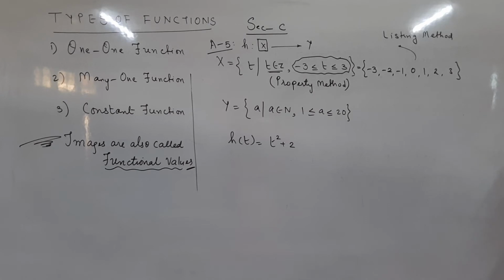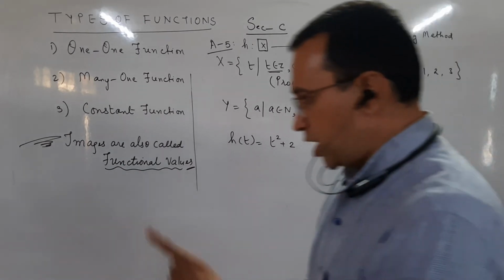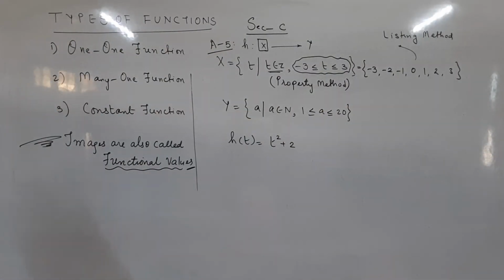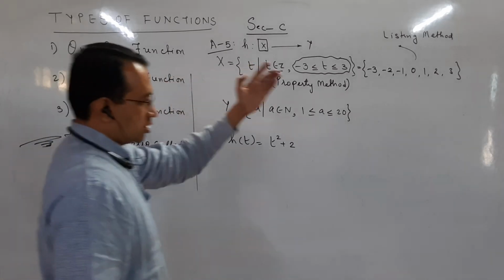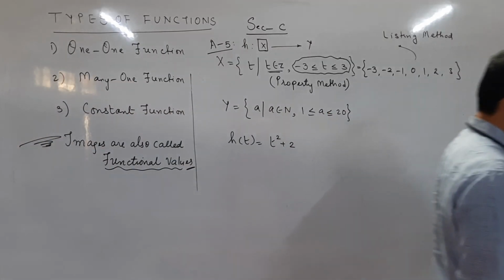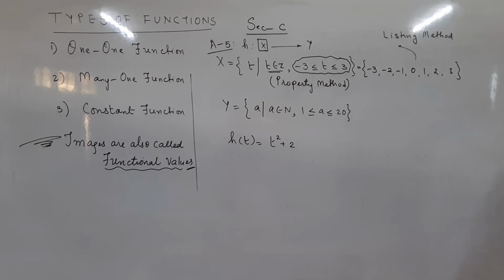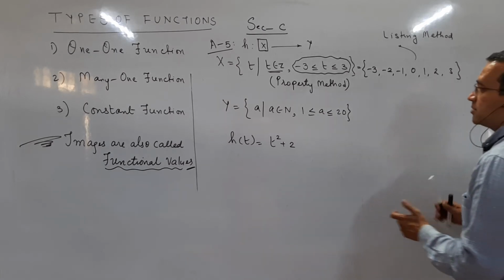So in short, your domain has 7 integers. -3, -2, -1, 0, 1, 2 and 3. In short, your domain has how many elements? 7. Now codomain. This is again the property method.